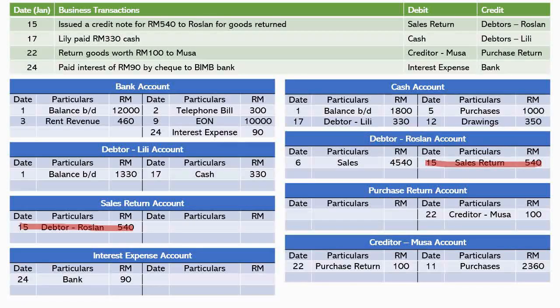Kemudian Lily pula debit cash, kredit Lily. Nampak saya kredit Lily ni. Akaun Lily saya letak sebelah kredit. Okay, kemudian return goods to Musa, debit creditor Musa ni, credit purchase return. Kemudian pay interest RM90 by cheque, so saya debitkan interest, saya kreditkan bank.